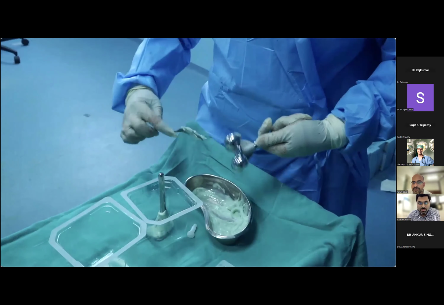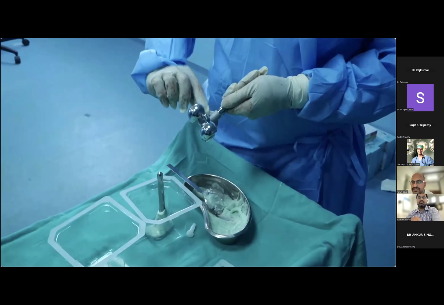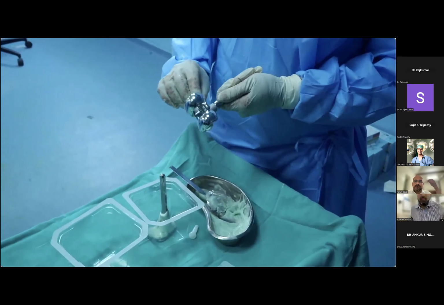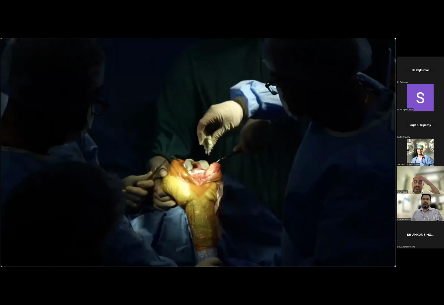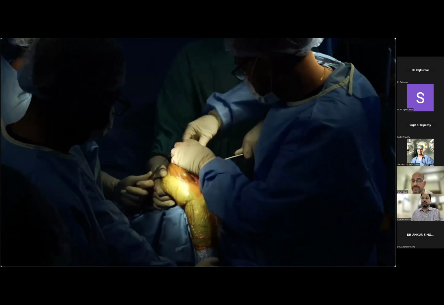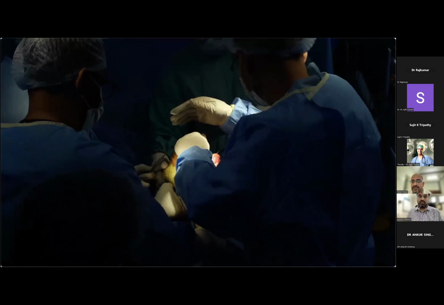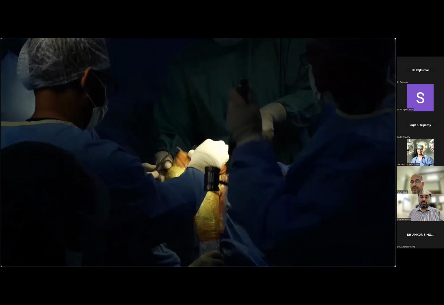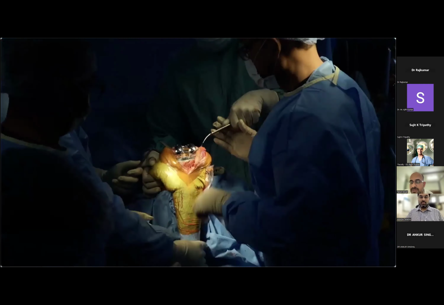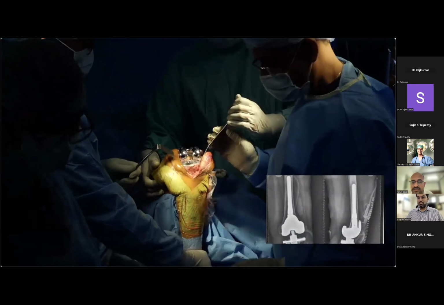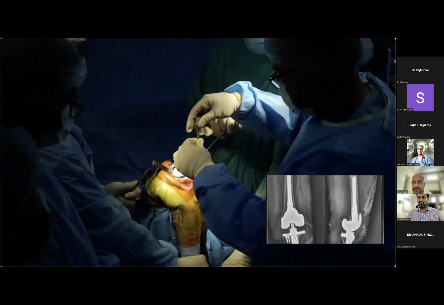Again, a generous cementing is done. Generally, we would like to do the surface cementing as well as cement the metaphyseal part of the keel as well as the proximal most part of the stem that we are going to place. So there's cement on the surface as well as in the metaphyseal part, and both the components have been placed.